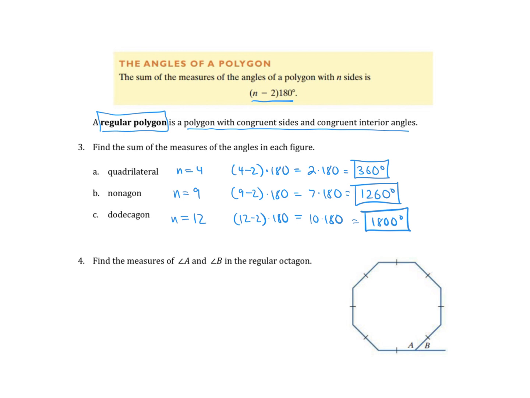I'm going to start by using the formula to find the sum of the angle measures. N is equal to 8 because an octagon has 8 sides. And I do 8 minus 2 times 180, which gives me 6 times 180, which gives me 1,080 degrees. That would be the sum of all the angles in the octagon. Now, since I have 8 angles in this octagon and they're all the same, I can do 1080 divided by 8, and that gives me 135. That means every angle in this octagon is 135 degrees.